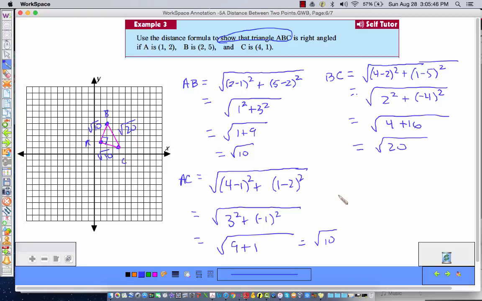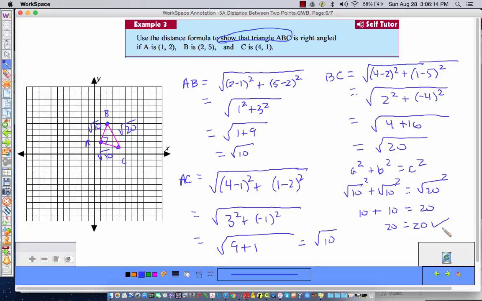So we have to show that a squared plus b squared equals c squared. This is the show part. So a and b are my two legs. So root 10 squared plus root 10 squared has to equal root 20 squared. And the square root of anything squared is the number under the radical, if you recall. So the square root of 10 squared is 10. Square root of 10 squared is 10. Square root of 20 squared is 20. So I have 20 equals 20. Booyah. We are done with that.